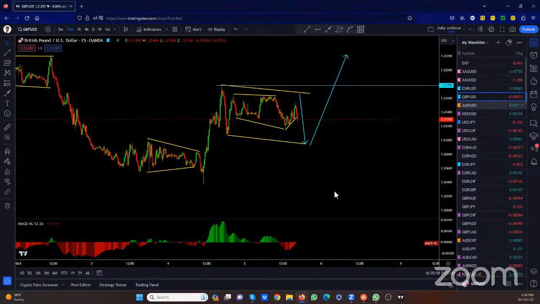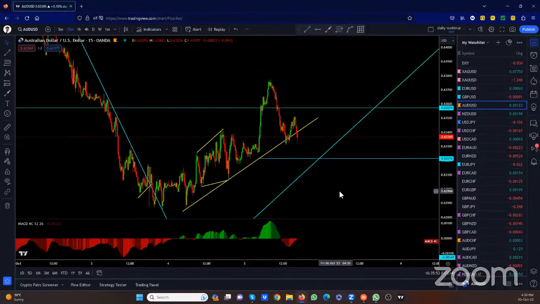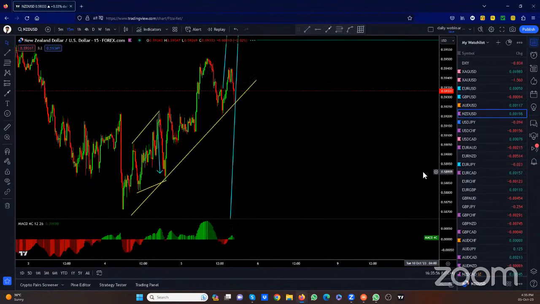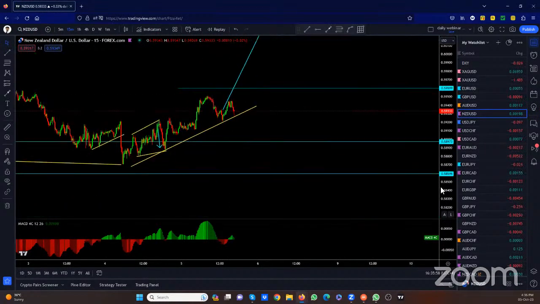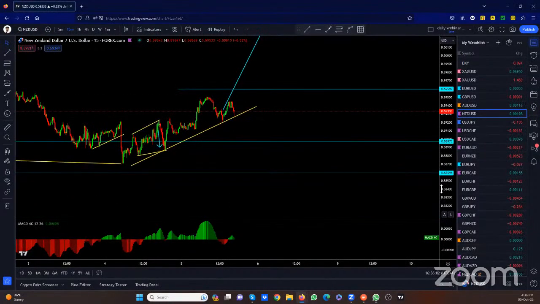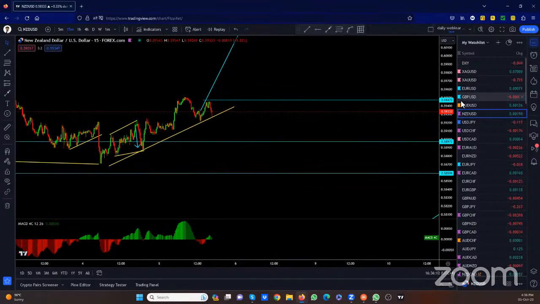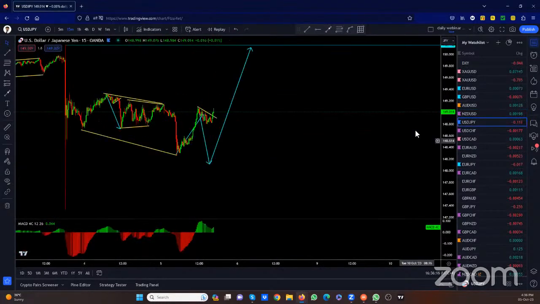Okay, let's see. Aussie. Go for the sell. New Zealand. I'm really not liking this one. We'll put an entry order above this one and see if it goes and how far it goes. So that is a buy setup. This is a buy. The Aussie is a sell. Yen. Both ways, decide which one you want.